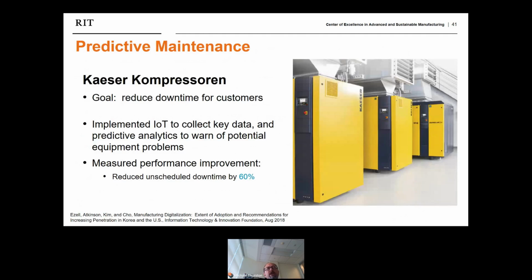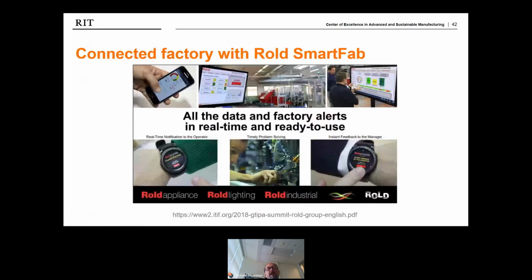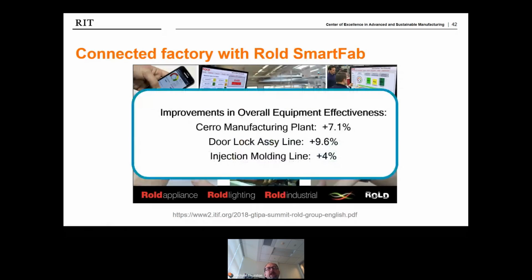A different application looks at data visibility across the entire operation, and you can see here some tools, information distributed by phone or by smartwatch to give better visibility on what's going on the shop floor. This company, in a couple of their different operations, saw improvements of 5 to 10% in their operational effectiveness. So just to give you a sense of some real case studies there.